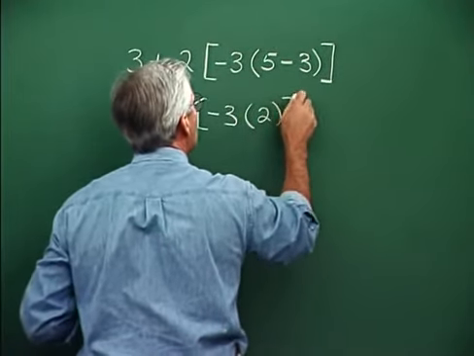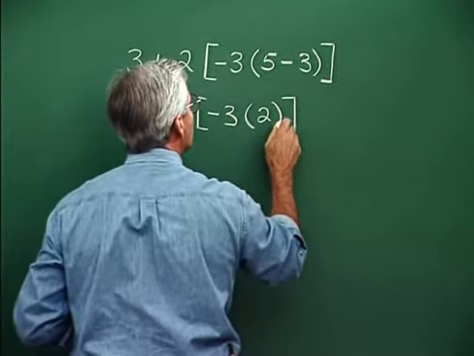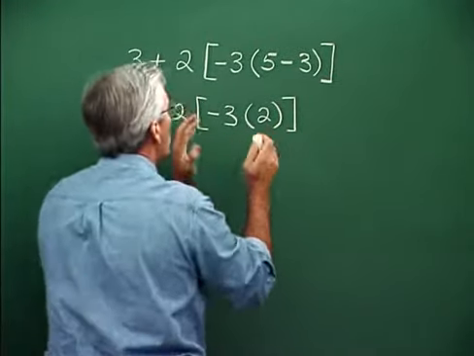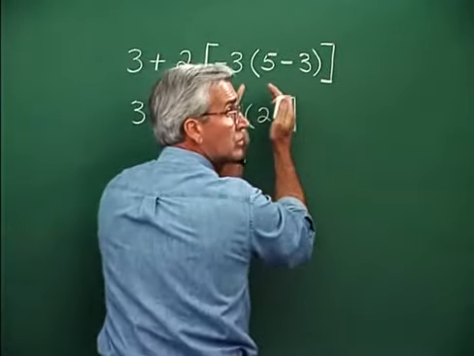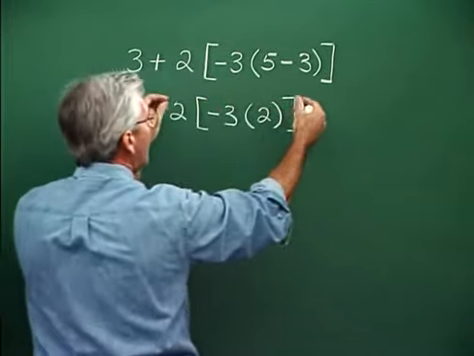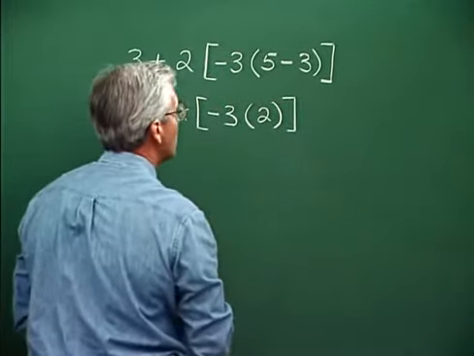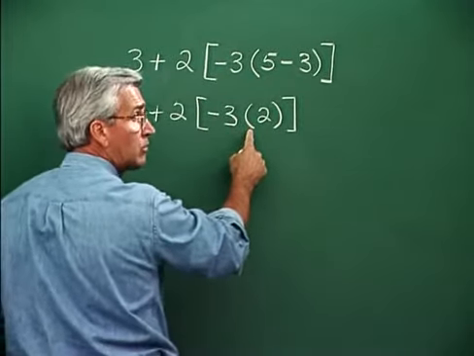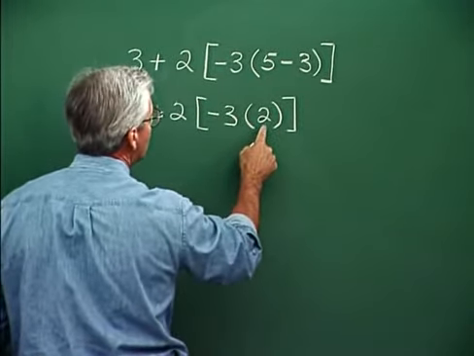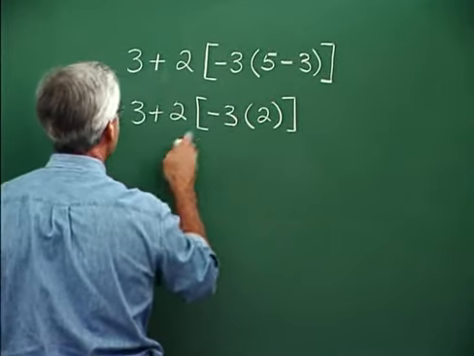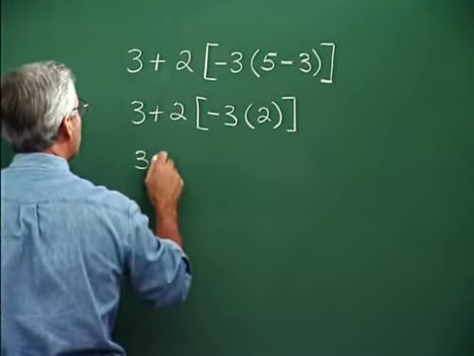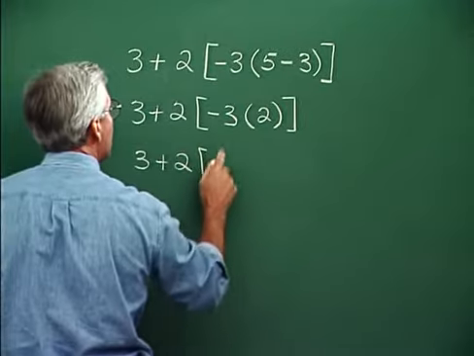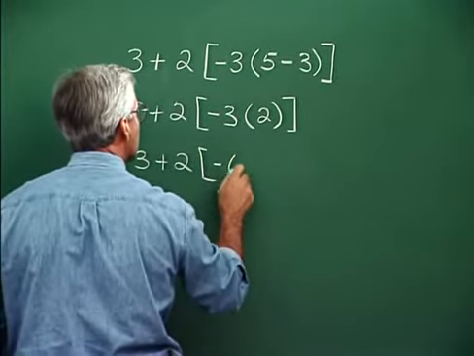Now, once we have done all of what is inside the innermost symbol of inclusion, we work our way out of it by performing the indicated operation. And the indicated operation is multiplication. We're multiplying the 2 times the negative 3. So we'll bring down the 3 plus 2, and then negative 3 times 2, negative 6.